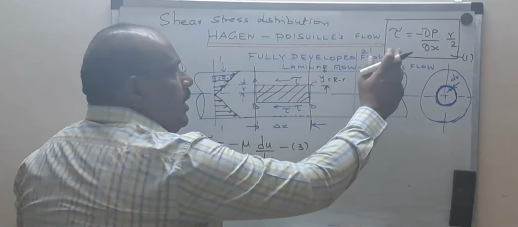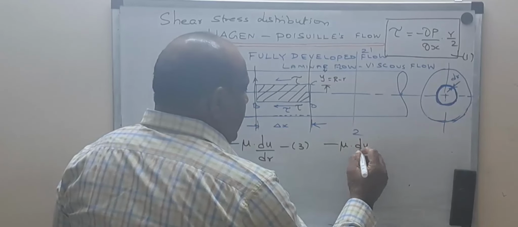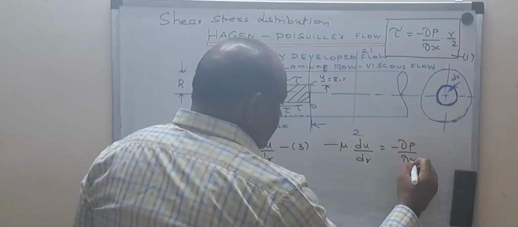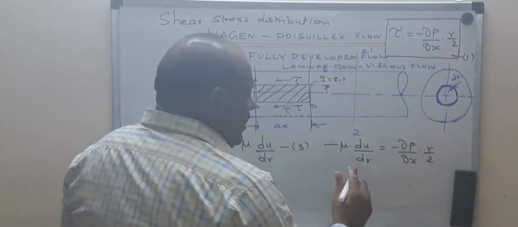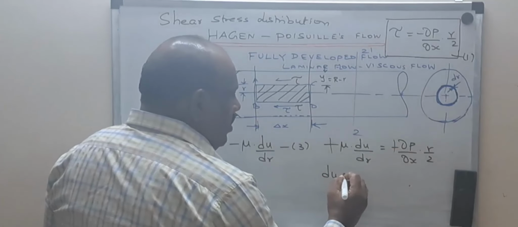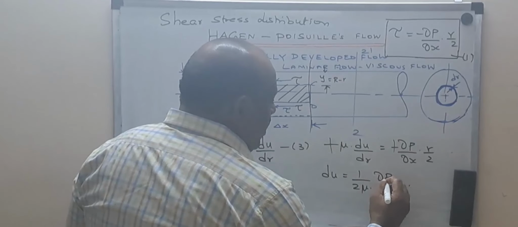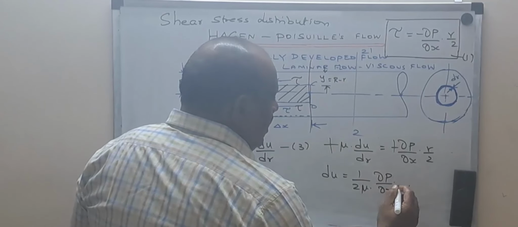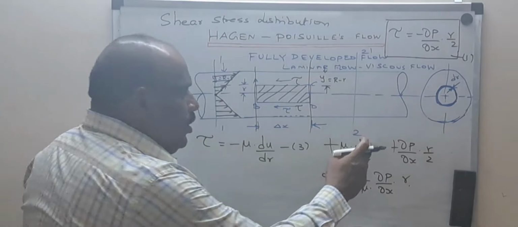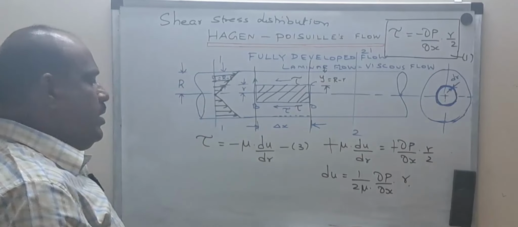Equating equation 1 and 3, we get minus mu into du by dr is equal to minus dou P by dou x into r by 2. Just writing du alone here, the minus will become plus. So du will be equal to 1 by 2 mu into dou P by dou x into r. That's it. So du is this one. I have taken dr this side and I have taken this 2 and mu to the denominator.